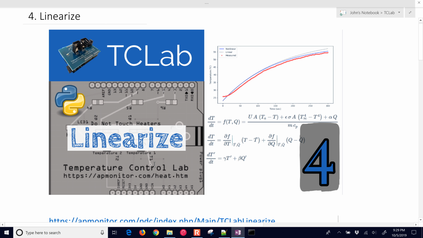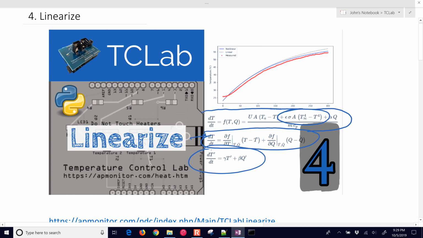Much of the control theory relies on linear models. If we develop a nonlinear model, let's say from an energy balance that has some nonlinear terms in there, like radiative heat transfer, we can't apply a lot of the linear systems theory. So we need to linearize it, and we're going to cover in this video how to linearize an expression and get into a standard form that we can use.